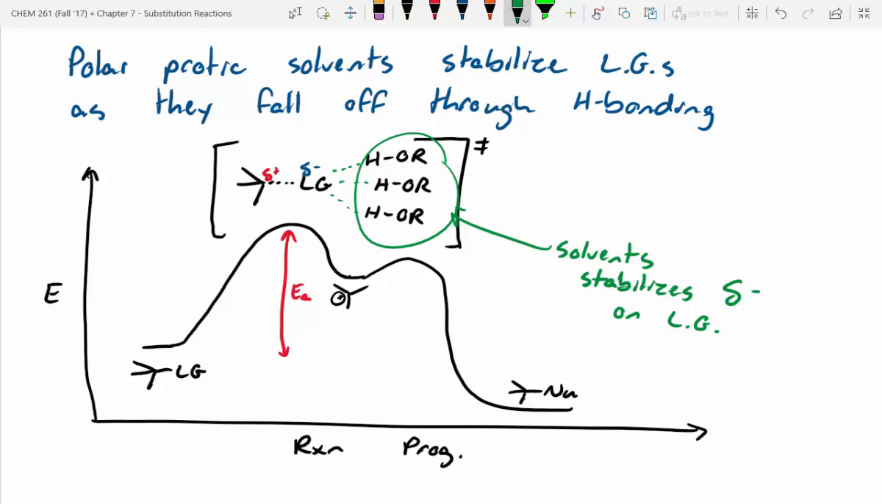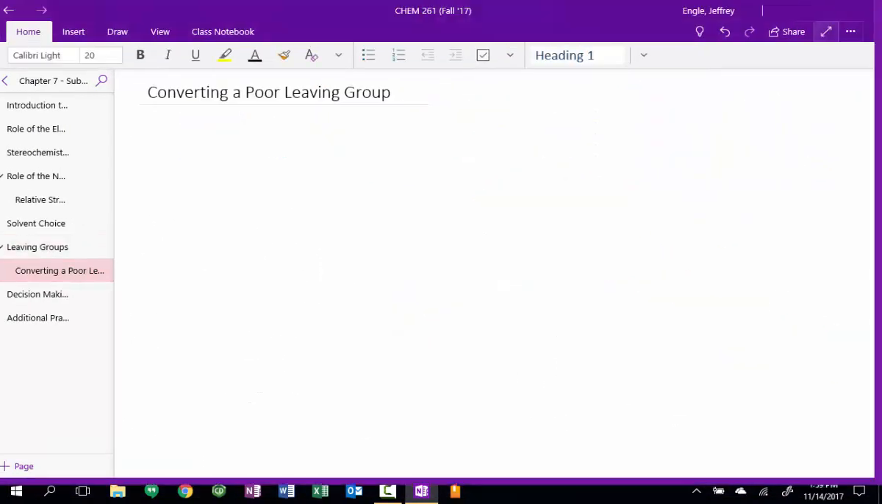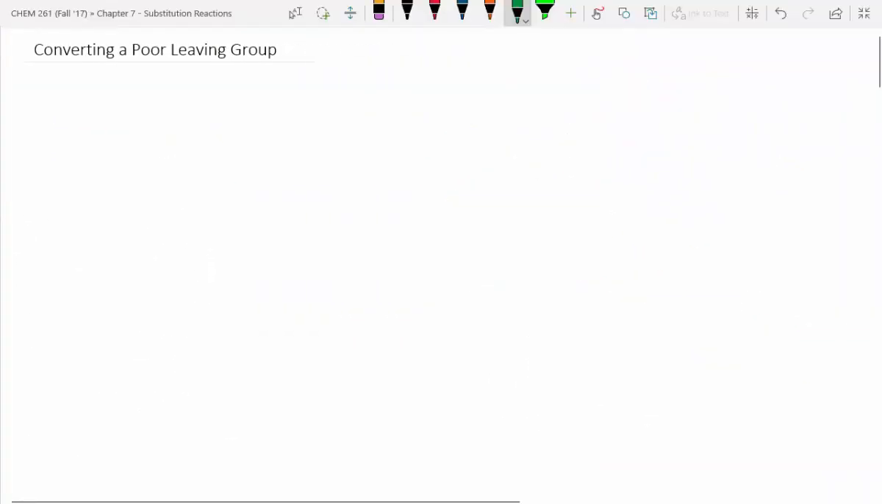All right, so now the tricky thing is, what if you're stuck and you don't have a good leaving group? What do you do as a chemist if you want a substitution reaction to occur? And there's some tricks we can do. So I've got a whole section dedicated to converting a poor leaving group to a good one.